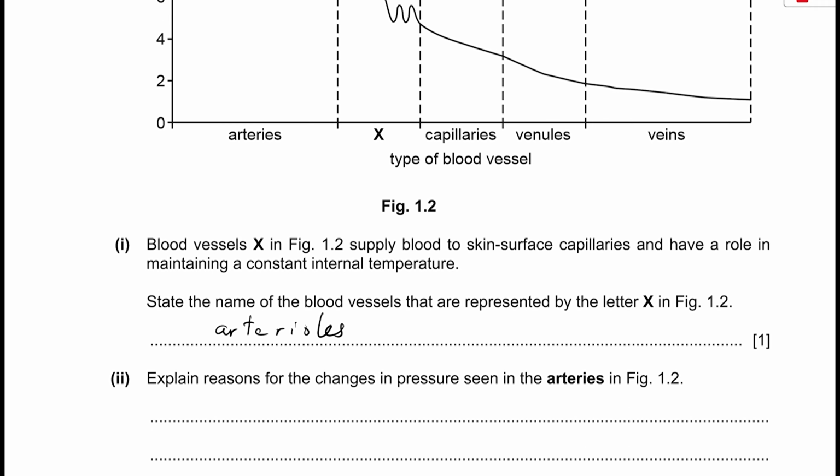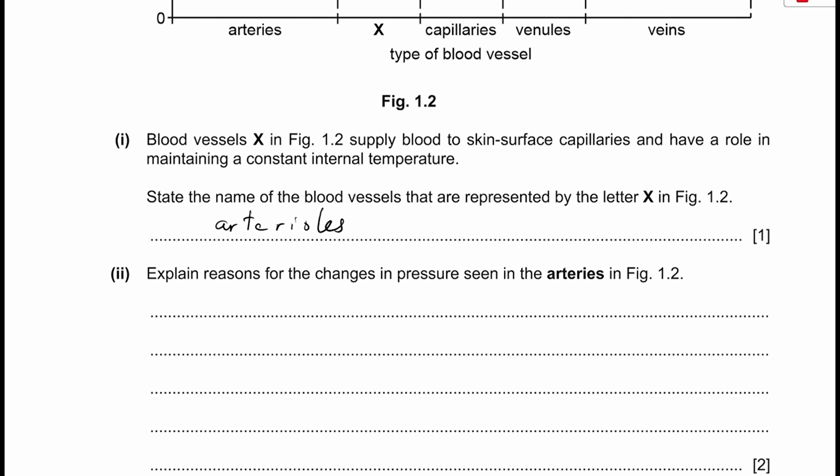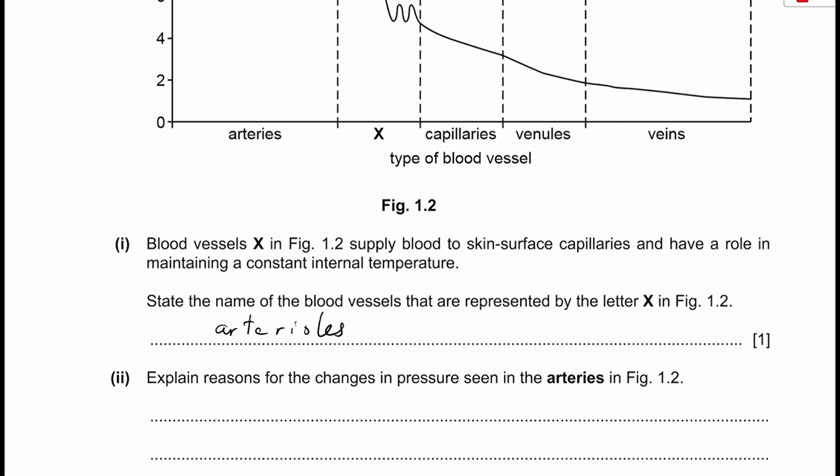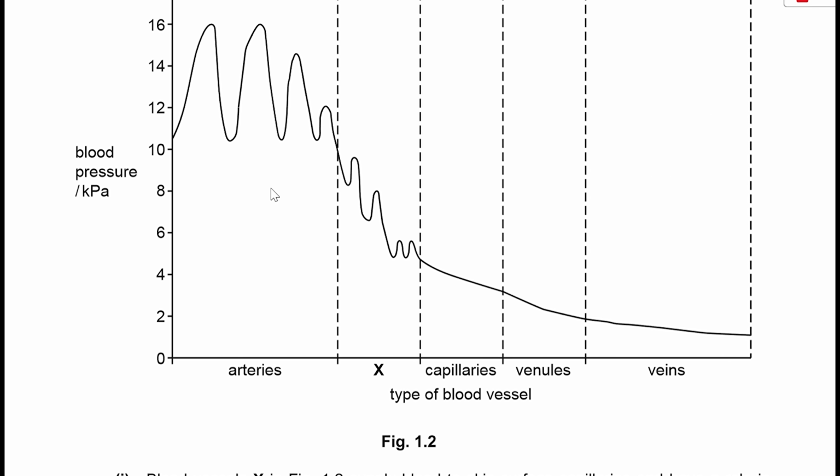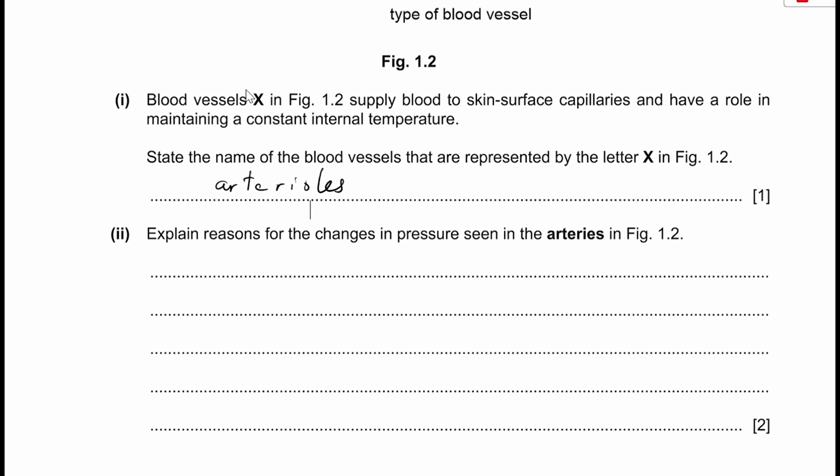And then Roman 2 says explain the reasons for the changes in pressure in the arteries. So what could be the reason for the changes in pressure? You see in the arteries over here we have a rise and a fall in pressure. The changes in pressure in arteries could have resulted from contracting or relaxing of the ventricles and atriums within the heart. So when the ventricles contract, it means the blood is being forced out of the ventricle and out of the heart.